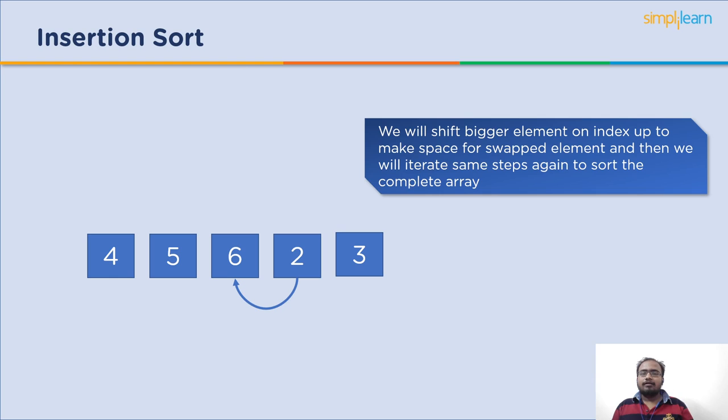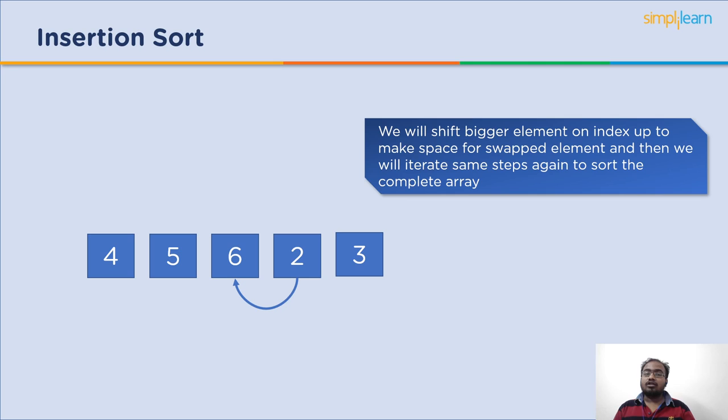Same thing we will do with the 3. We will check if 3 is smaller than 6. Yes, it is. Then we will check if it is smaller than 5. Then with 4. Yes, it is. Then we will check if it is smaller than 2. No, it's not. So we will not shift 3 before 2. We will put it after 2. And that's called insertion sort.